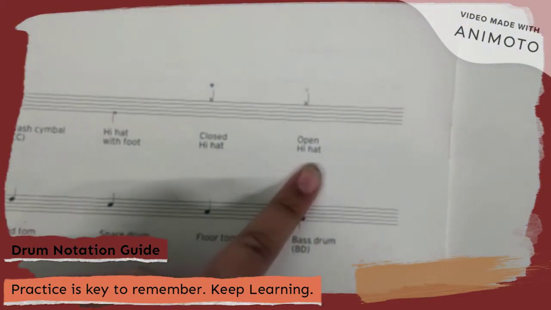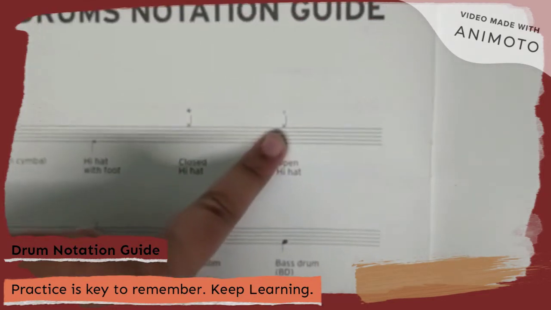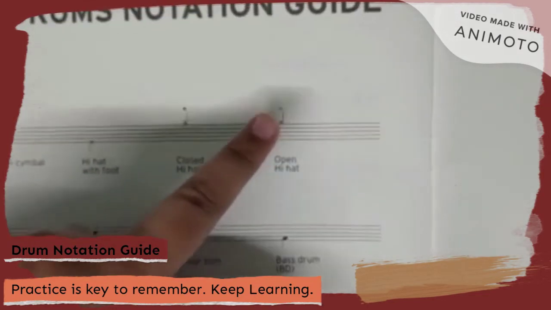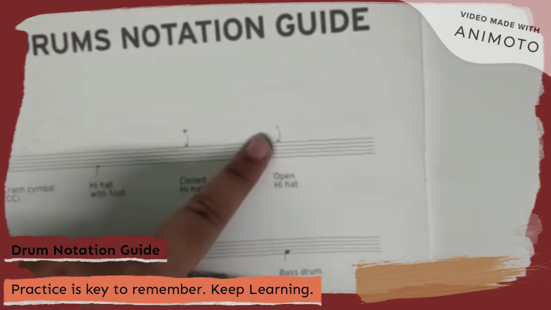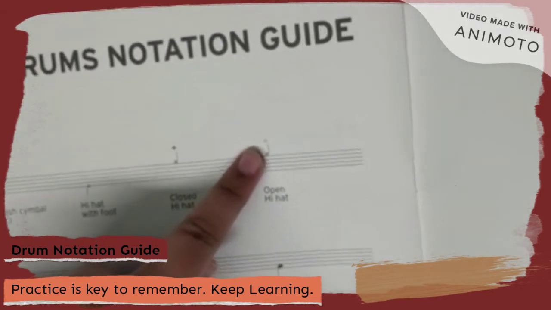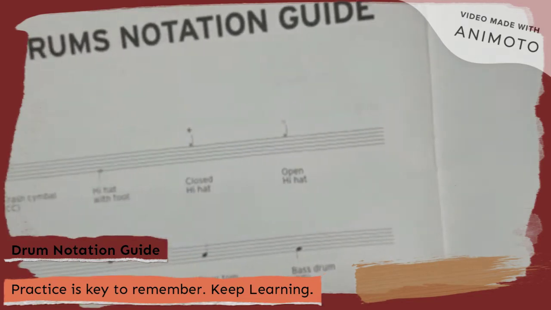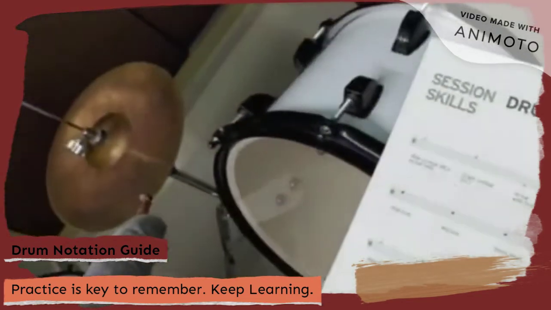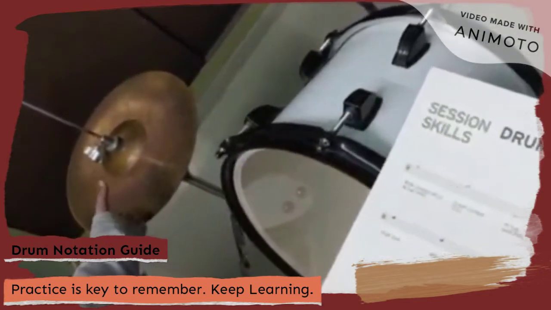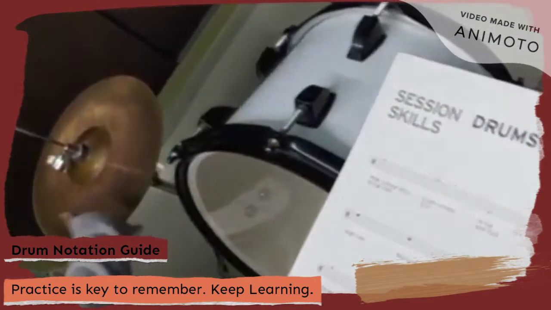Open hi-hat. There is a cross over the first line and on top of the small line there is a circle. It is called open hi-hat. This is called open hi-hat but I have not opened it, so it is not an open hi-hat.